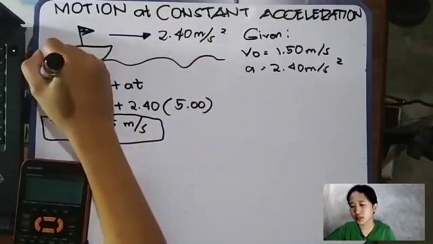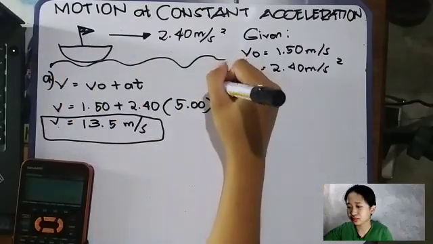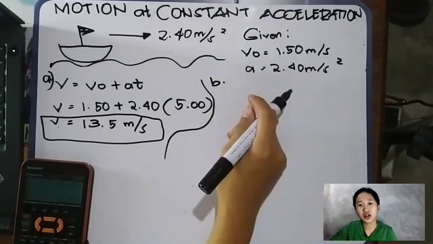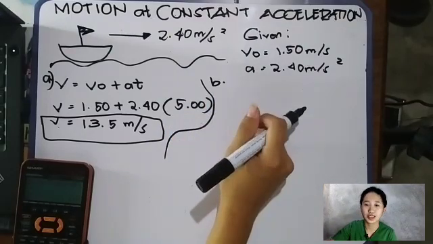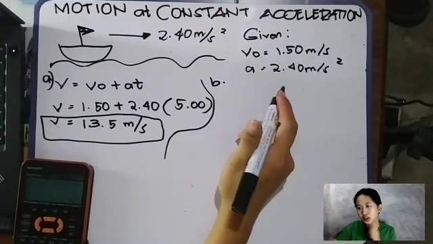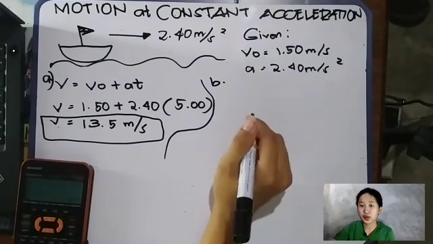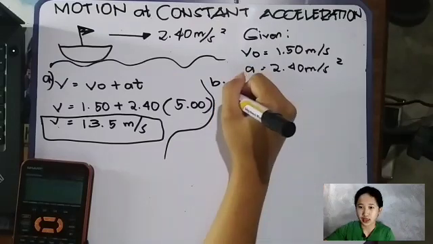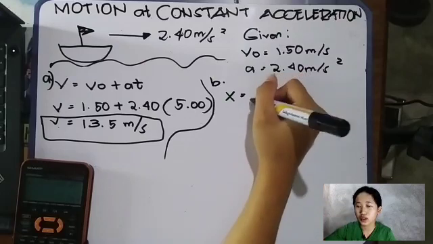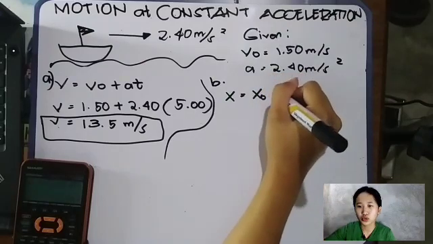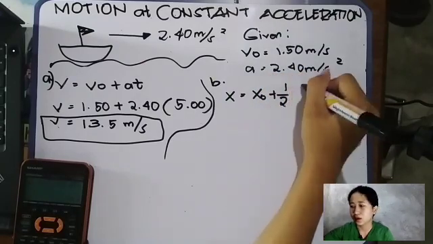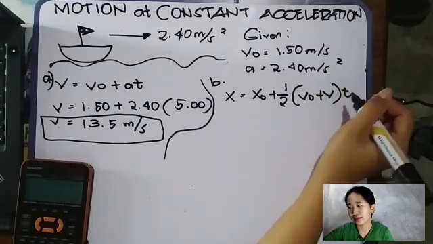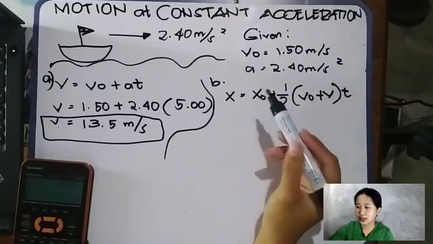Ang next naman is sa letter B. Ang tanong is, how far has the boat traveled in this 5 seconds? So, hindi ko na-explain yung magiging formula natin, pero ito. x is equals to x0 plus 1 half V0 plus V times time. So, isa-substitute lang ulit natin.